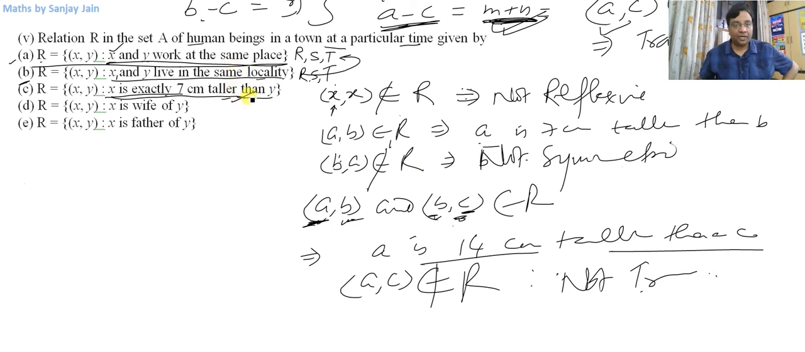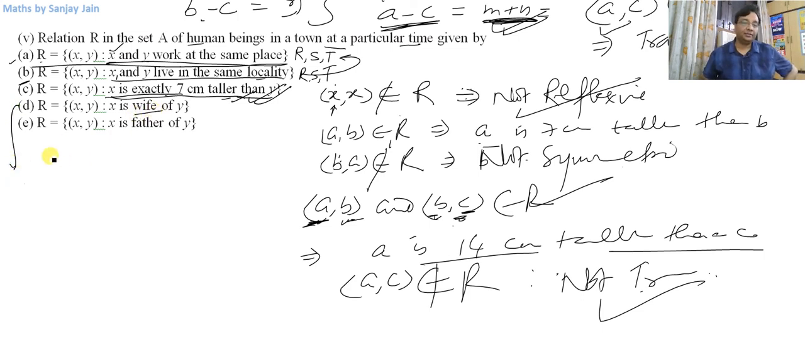So for this part, this C part, it is not reflexive, not symmetric, not transitive. Okay. Now I will focus on this part, D. X is wife of Y, right? So X cannot be wife of X, or X cannot be wife of herself. So this element doesn't belong in relation R. So I can say it is not reflexive.